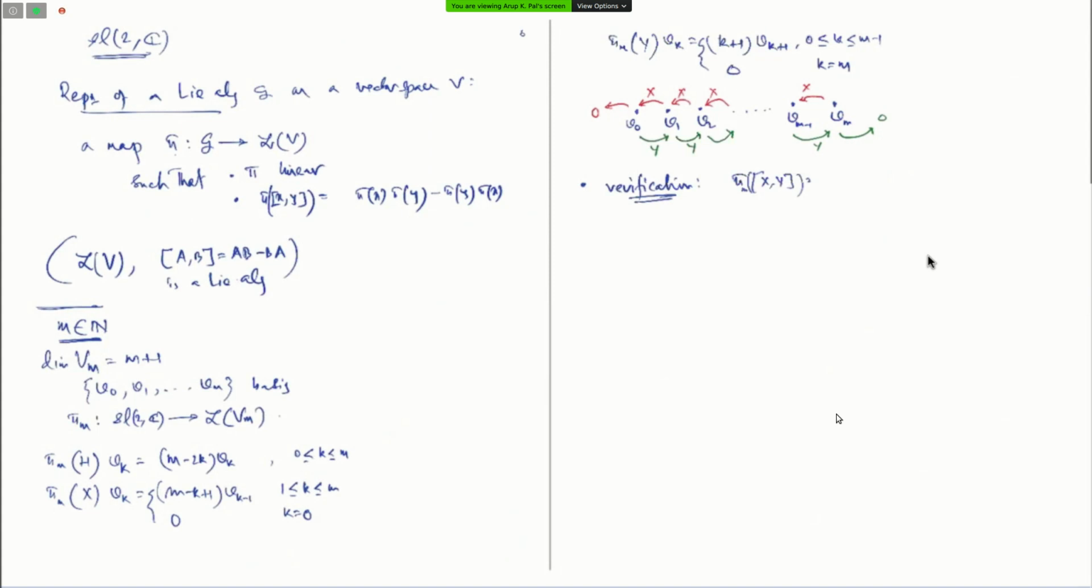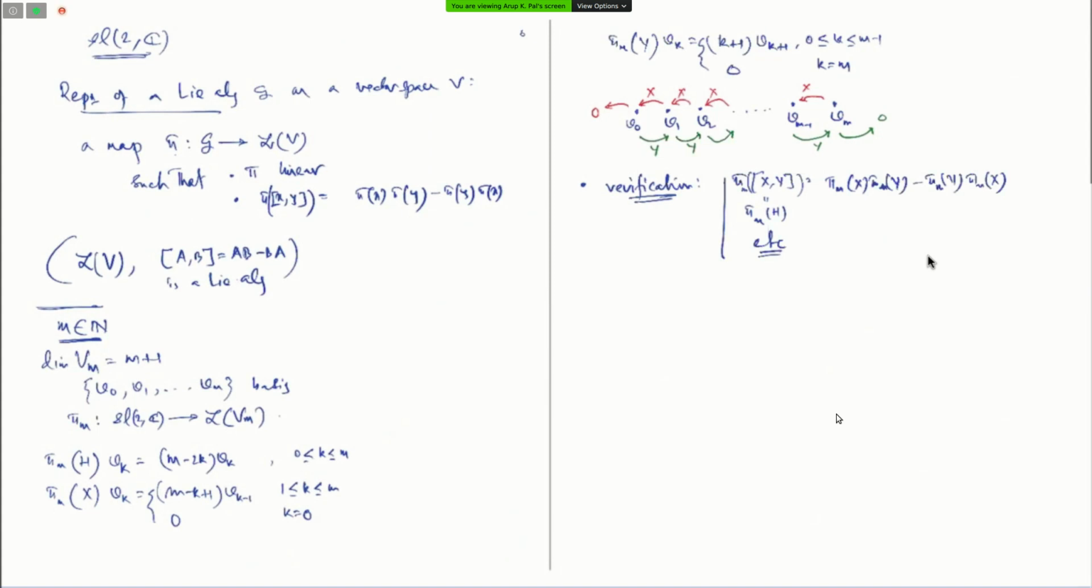So this we know, in SL2C, this commutator is nothing but xy minus yx, but we have this relation, right? That this is actually the element h. So what you have to verify is that pi m of h is equal to pi m x and pi m y minus, and so on. So there will be a few other things that you have to verify. So I'm just leaving this part, some such relation, to verify.